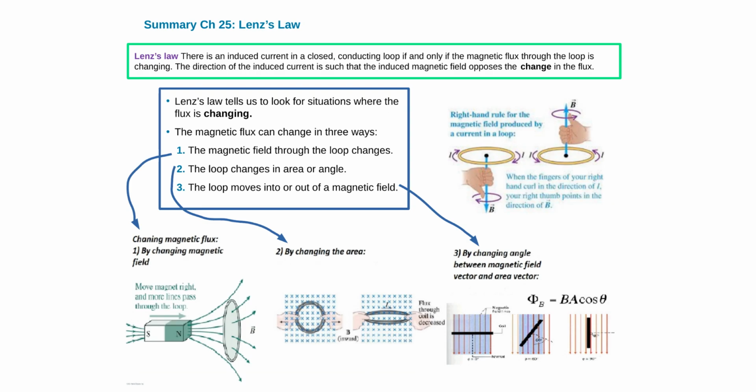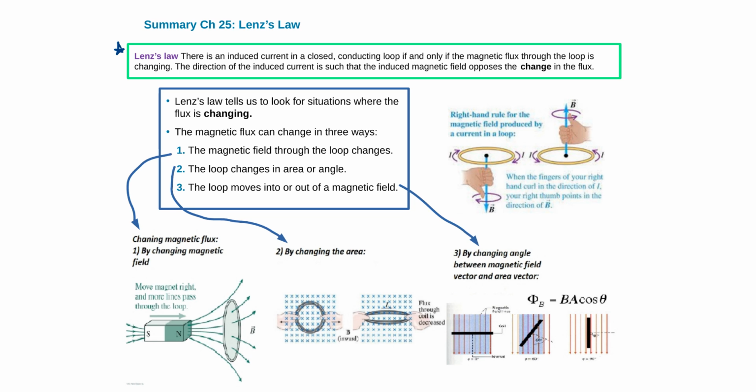And Faraday's law tells us if there's magnetic flux change through a loop, there's an induced EMF and induced current. We'll use Faraday's law to calculate the magnitude of that induced EMF and induced current. But we'll use Lenz's law to find the direction of induced current. Lenz's law tells us that there's an induced current in a closed conducting loop if and only if magnetic flux through the loop is changing.